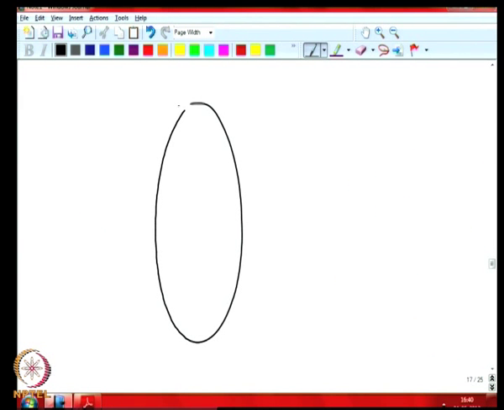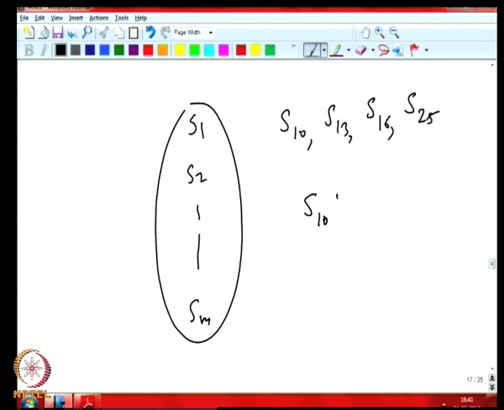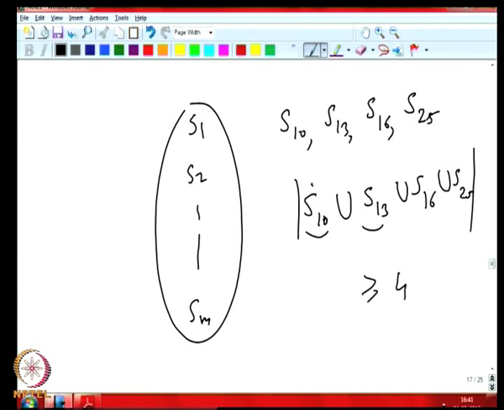For instance here, this is S1, S2, Sm. You can take say S10, S13, S16, S25, 4 subsets. Now consider the union of S10, S13, S16 and S25, and find how many elements there are in the union. There should be at least 4 of them, since there are 4 sets here. Then only is Hall's condition met.